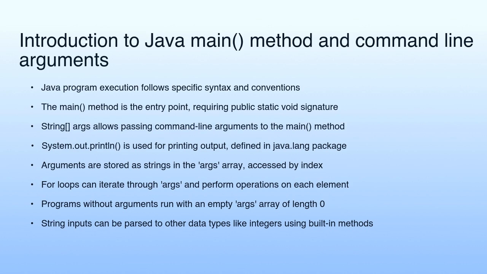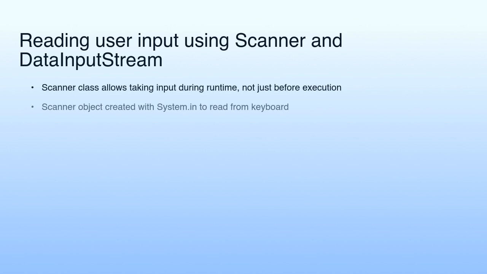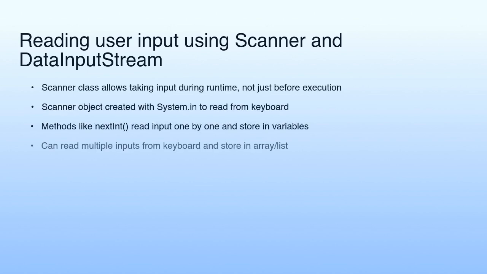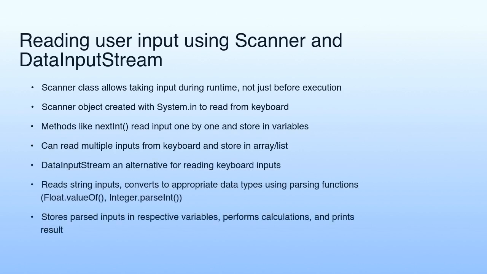System.out.println is used for printing output, and it is defined in the java.lang package. The Scanner class allows taking input during runtime, not just before execution. A Scanner object is created with System.in to read from the keyboard, and methods like nextInt read input one by one and store it in variables. Multiple inputs can be read from the keyboard and stored in an array or list.